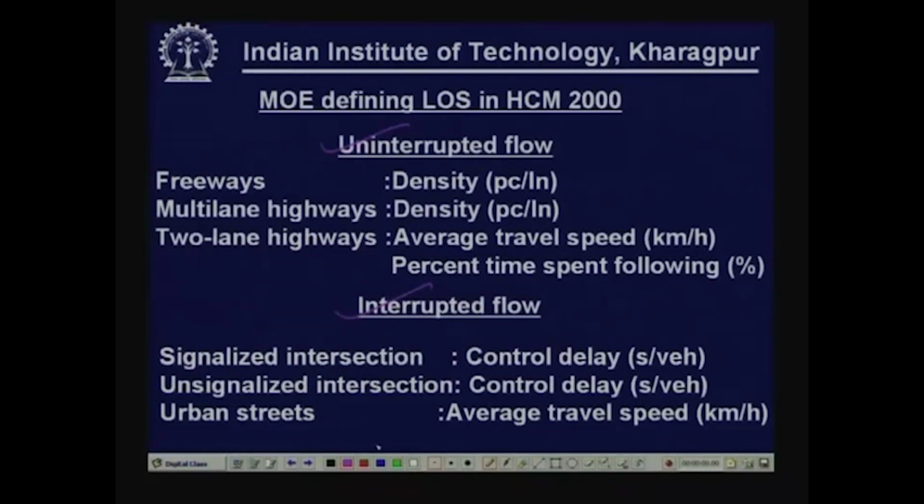For uninterrupted flow facilities, let us say freeways, the measure of effectiveness is density. For different facilities, different measures of effectiveness are prescribed. For freeways, it is density, which is normally expressed as passenger cars per lane per kilometer. Multi-lane highways, again density, number of vehicles per lane per kilometer.